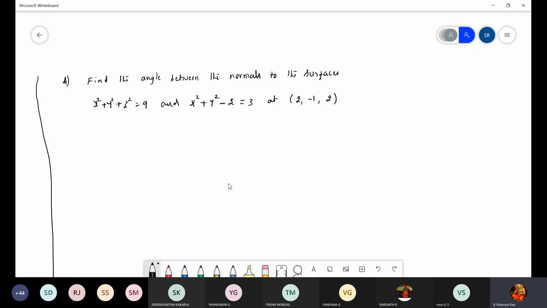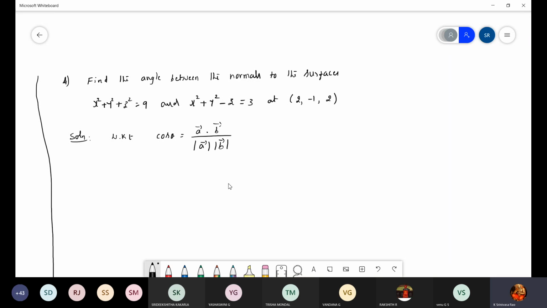Yes, write the basic formula. We know that the angle between two vectors: cos theta equals vector A dot vector B divided by magnitude of vector A and magnitude of vector B. This is the general formula. We require two vectors, and they will give them in a different manner. You should understand the problem.